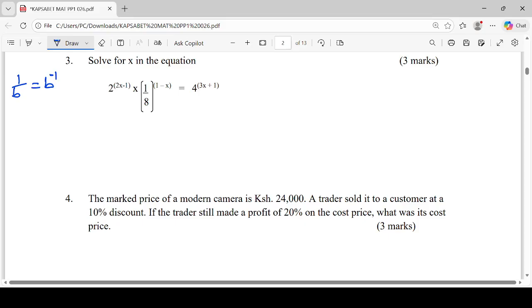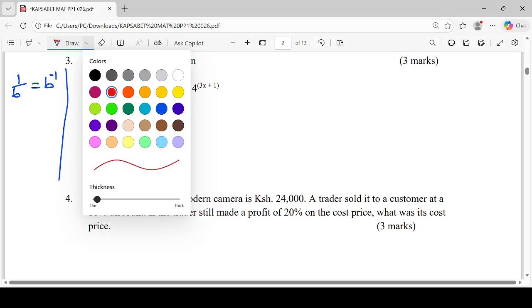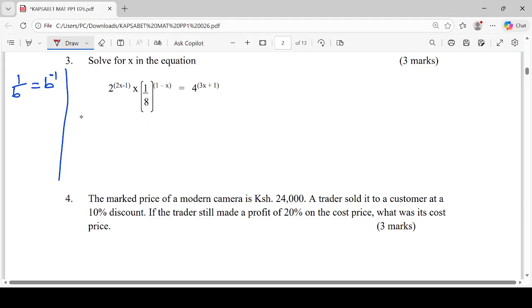And applying that law, this is what I mean. When you apply that law that I've written on the left hand side of my question paper, this can be written as 2 raised to power 2x minus 1 times, because this is 1 over 8, 1 over 8 can be written as 8 raised to power negative 1 into 1 minus x should be equal to, then 4 can be written as to base 2, that will be 2 power 2 into 3x plus 1. That is the first step.